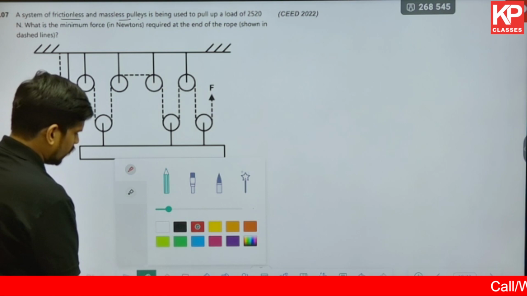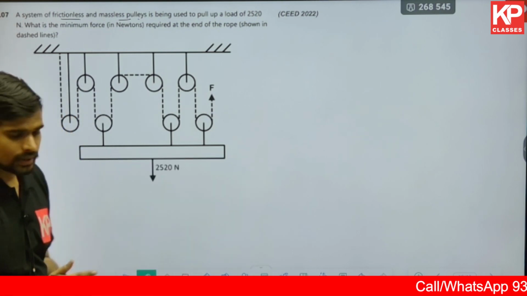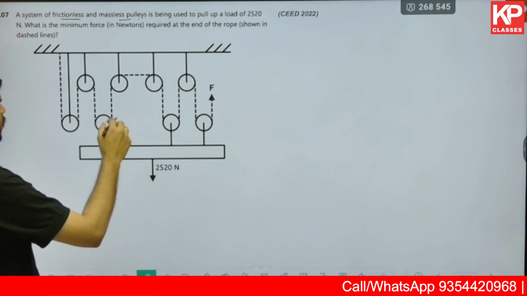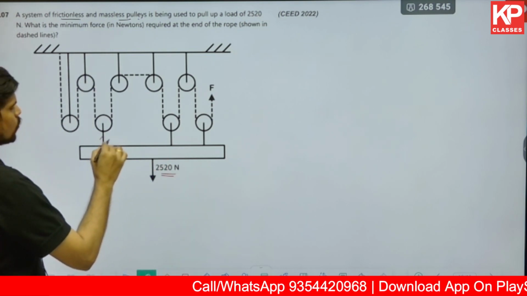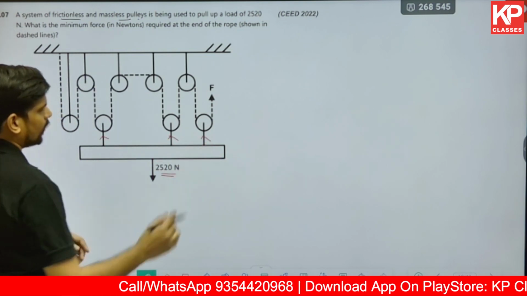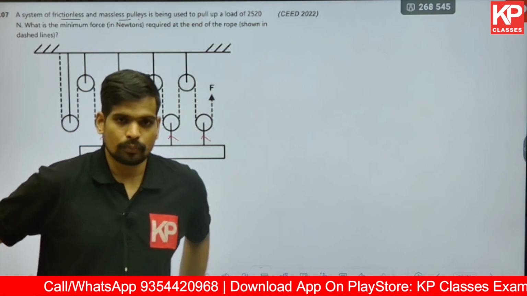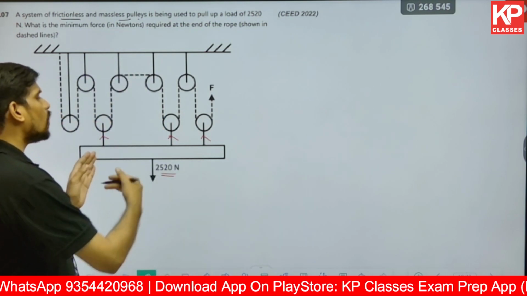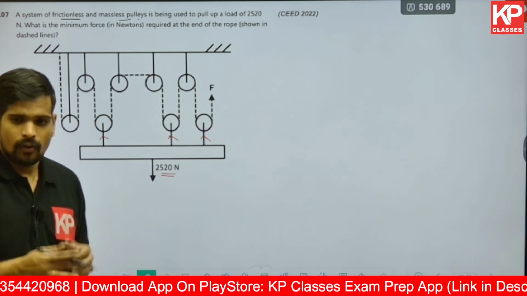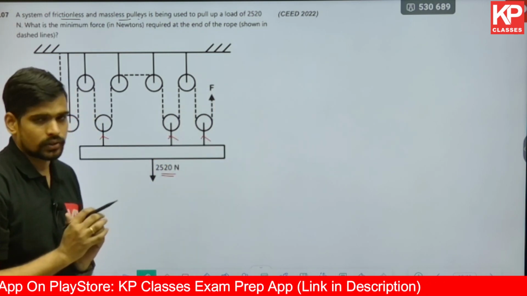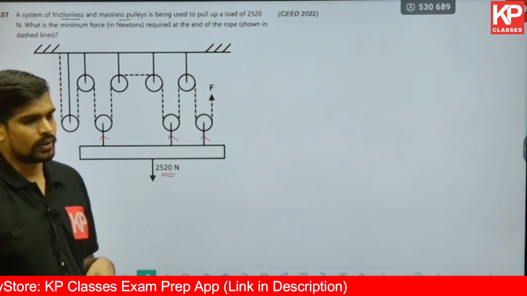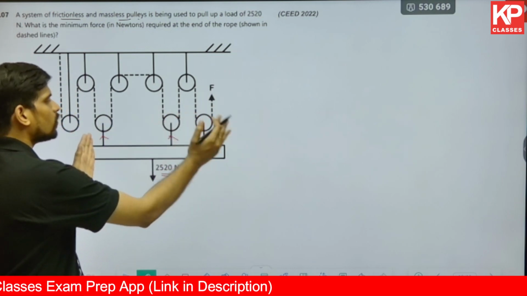First thing first, you can simply draw the free body diagram to understand the overall distributions and the connections here. If this is 2520, what should be the force in each connection to the movable pulley? If you are increasing the number of pulleys, obviously the load will distribute over so many pulleys. If you are putting 10 pulleys over here, the load will be distributed to 10 pulleys. But here the load is distributed onto 3 points, 3 pulleys.